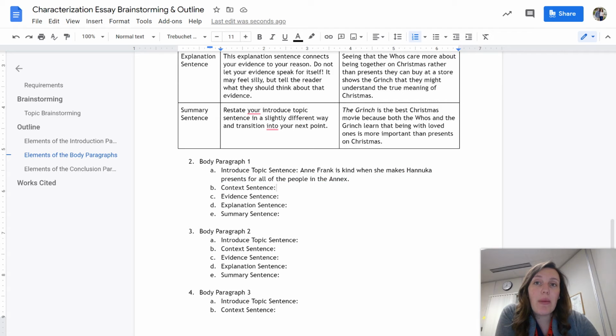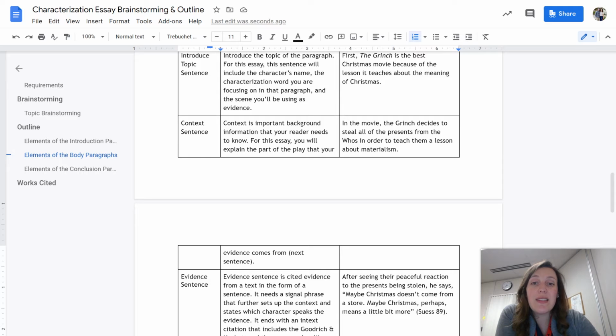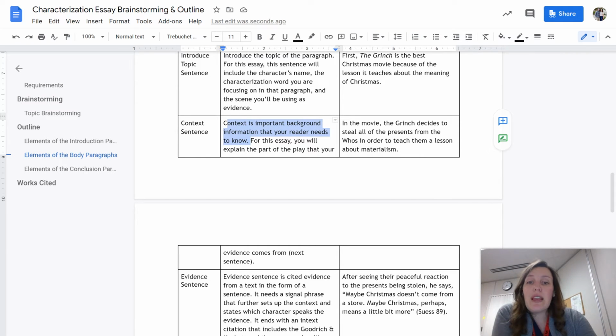Context then is just kind of like backing up and setting up the scene that you're going to talk about. So looking at context is important background information that your reader needs to know. For this essay, you'll explain the part of the play that your evidence comes from.